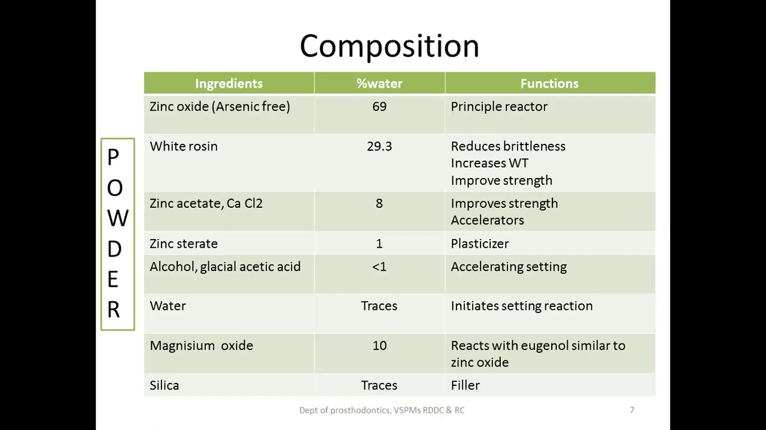Now, let us come to the composition of the powder. The main ingredient is zinc oxide, which is the principal reactor. Then white rosin is there, which reduces the brittleness, increases the working time, and improves the strength. The accelerators added are zinc acetate and calcium fluoride, which improve the strength. Zinc stearate acts as a plasticizer. Alcohol and glacial acetic acid act to accelerate the setting reaction. Water is added to initiate the setting reaction. Magnesium oxide reacts with the eugenol similar to the zinc oxide, and silica in traces acts as a filler.